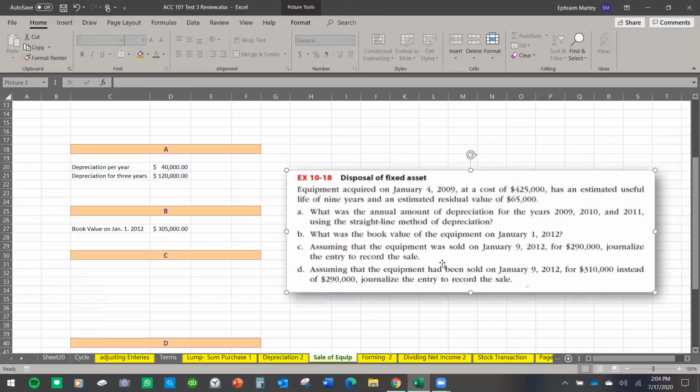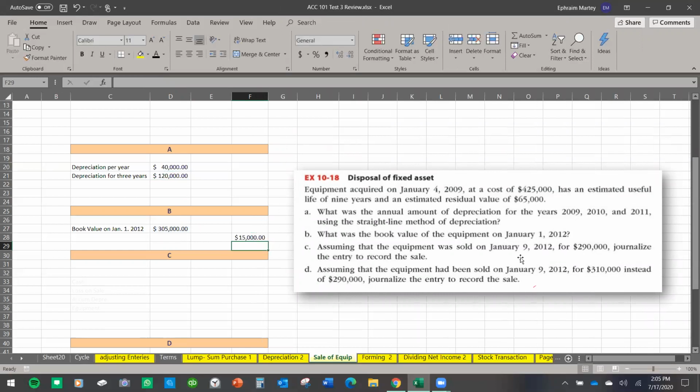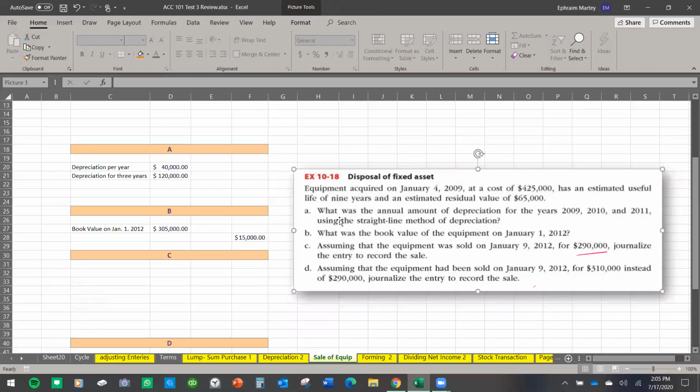Good. C. Assuming that the equipment was sold on January 9th, so after the 3 years, in the fourth year, the equipment was sold for 290,000. Now, straight away, you need to know whether you are losing or gaining. Here, your equipment is worth this, but you are selling it for 290,000. So you are losing 15,000. So you know how much you are losing. But journal entry is a little bit tricky and different.